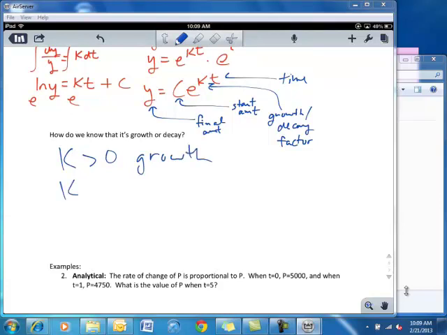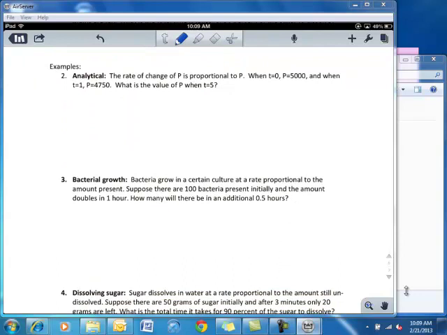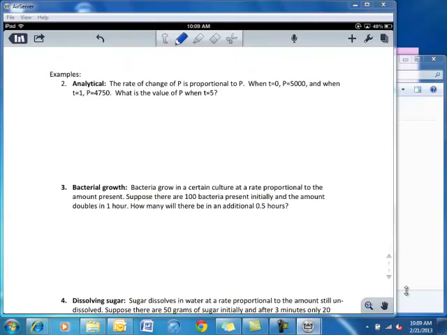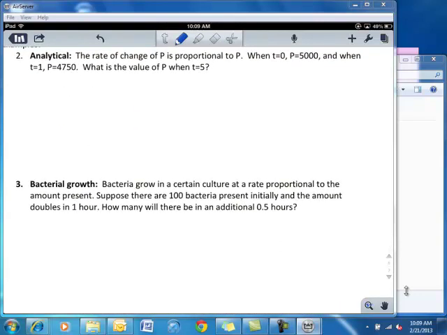Okay, so like I said, that's kind of science class-ish, but I think it's good for you to be able to apply that, so there's a strong connection between math and science. Okay, let's take a look here at some of our examples. Like number 2.